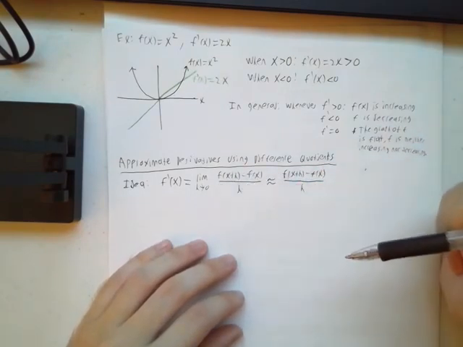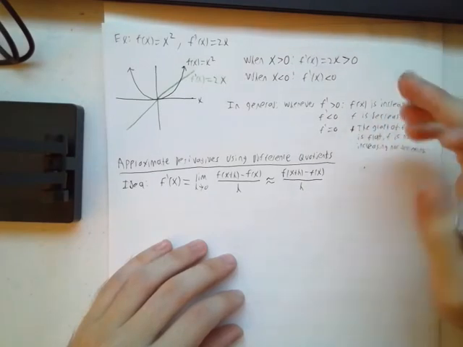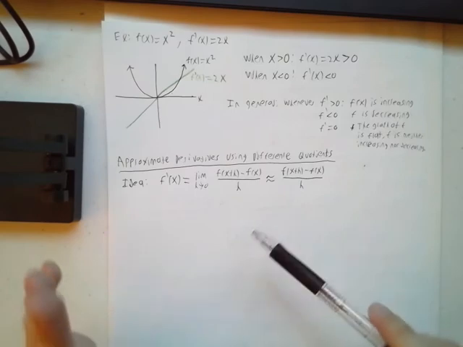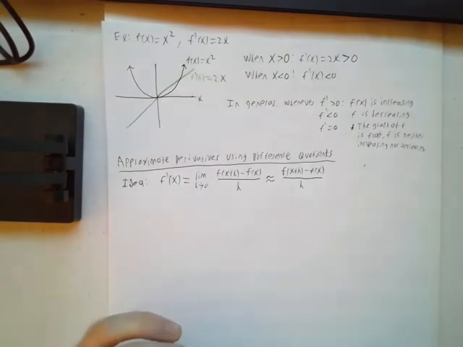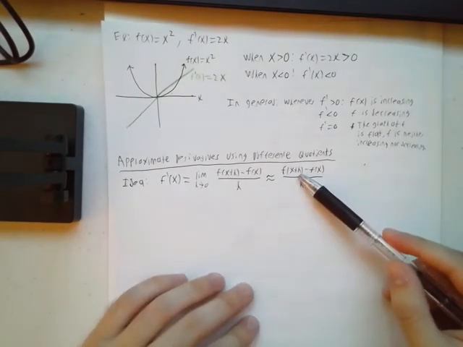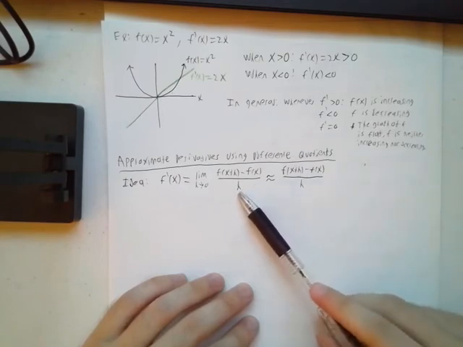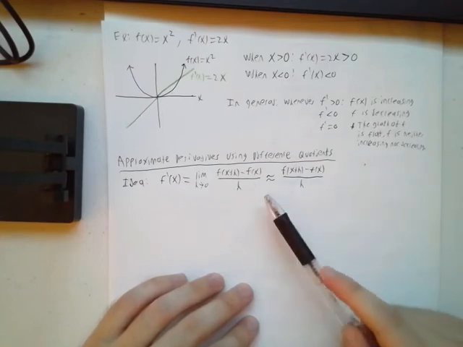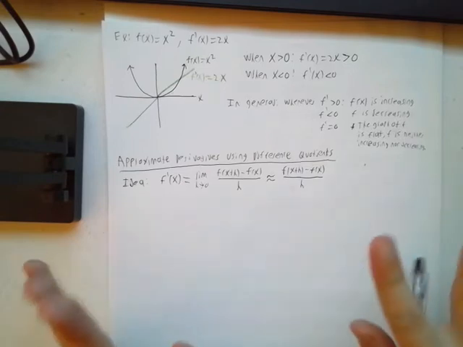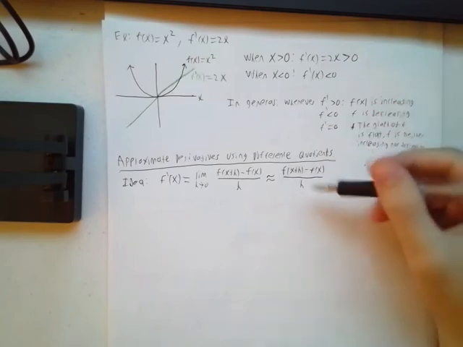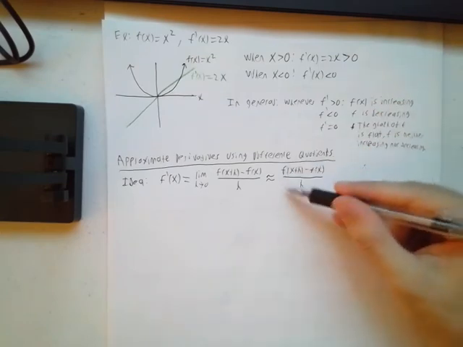Again, there are problems with this because we don't know for sure, for example, how small an h value we need to plug in to get close to the actual value of this limit. But let's just assume that's not a problem for now. So we can approximate the derivative using this. So let's see an example of how this would work.